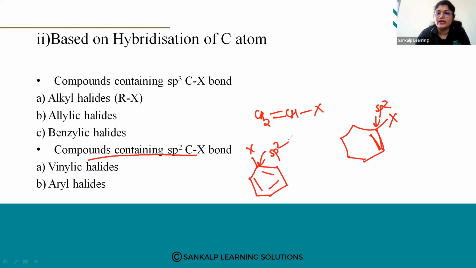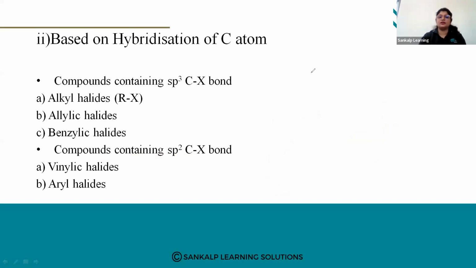So we have seen this. A vinylic halide is one where a halogen atom is attached to an sp2 hybridized carbon of a CC double bond. What do we mean by aryl halides? In aryl halides, the halogen atom is attached to an sp2 hybridized carbon of an aromatic ring. So this is the classification based on hybridization.